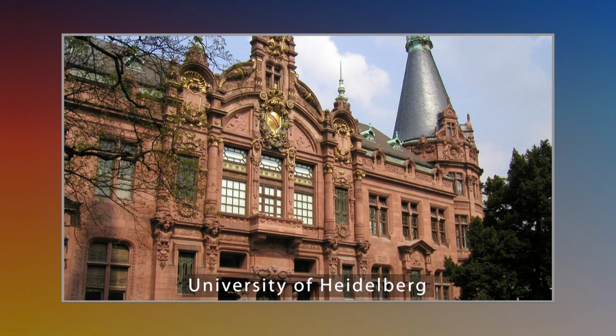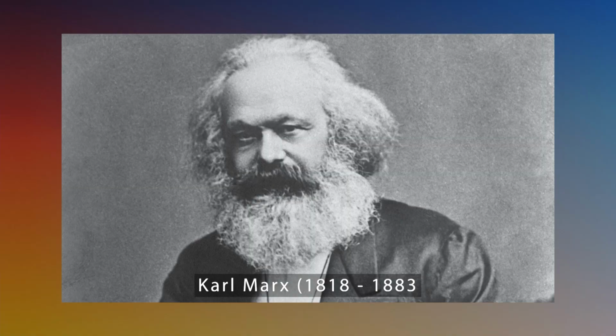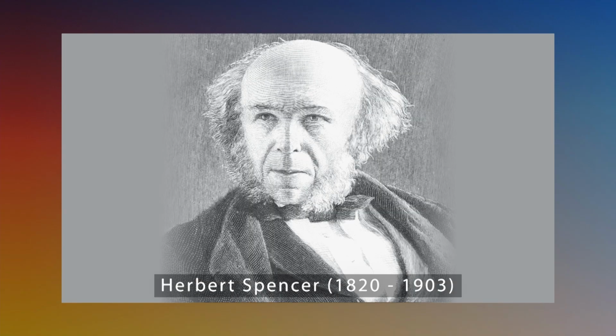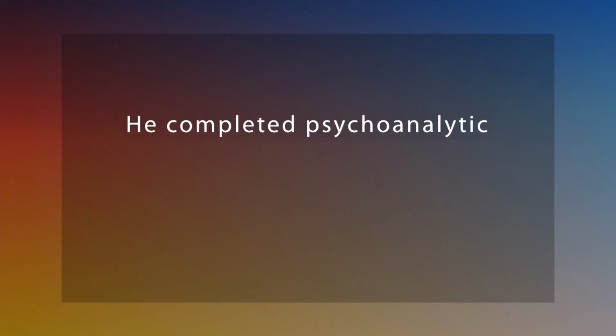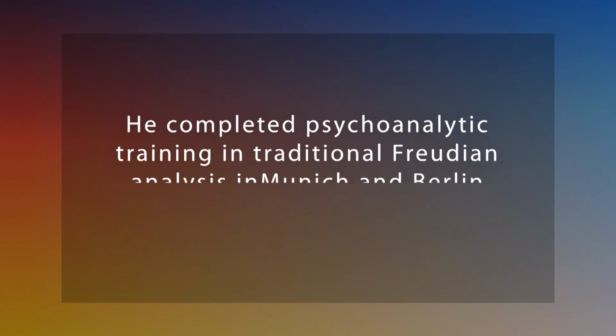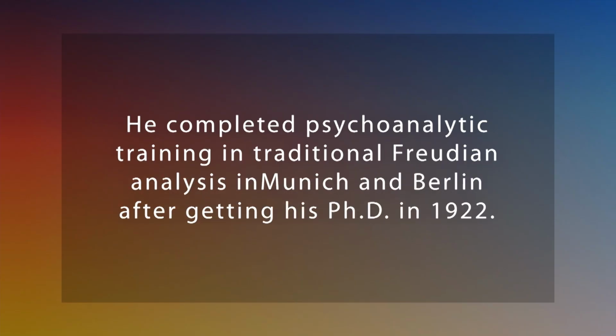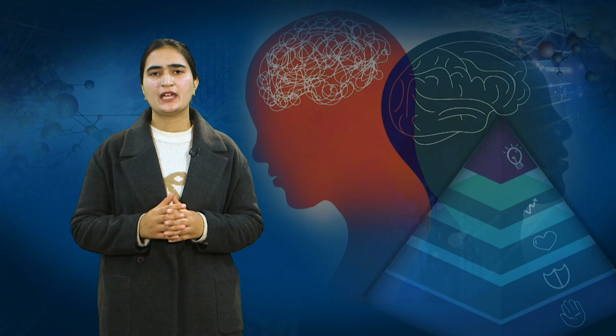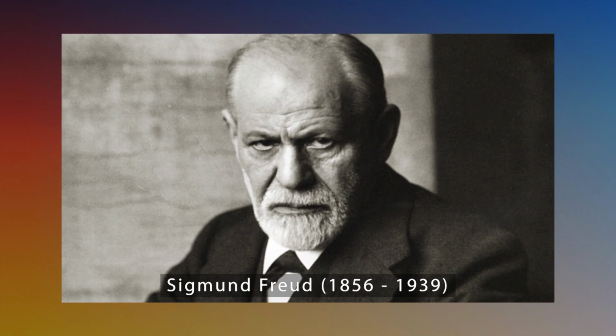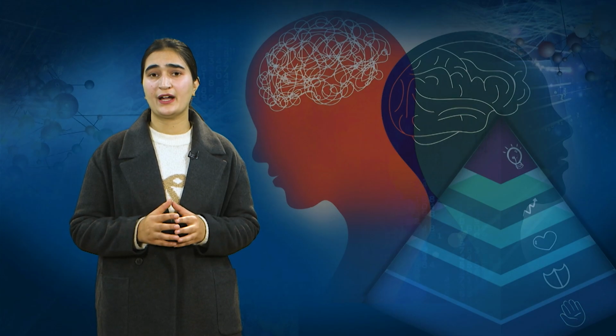of human personality. This notion was furthered by Fromm at the University of Heidelberg. Karl Marx, Max Weber, and Herbert Spencer were among the prominent economic, social, and political theorists that he studied in depth. He completed psychoanalytic training in traditional Freudian analysis in Munich and Berlin after getting his PhD in 1922. He briefly believed that the writings of Freud contained the solution to human irrationality, but this did not satisfy him for very long. Fromm developed and refined his own theory of personality in the years that followed.